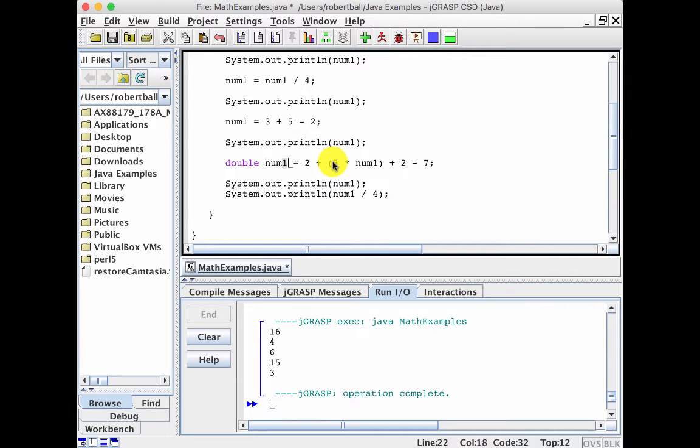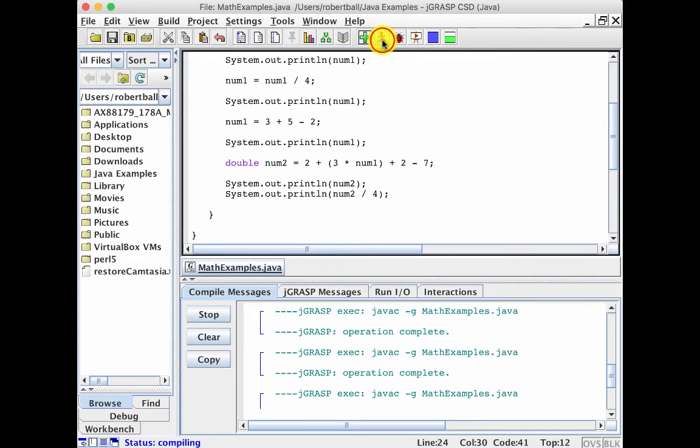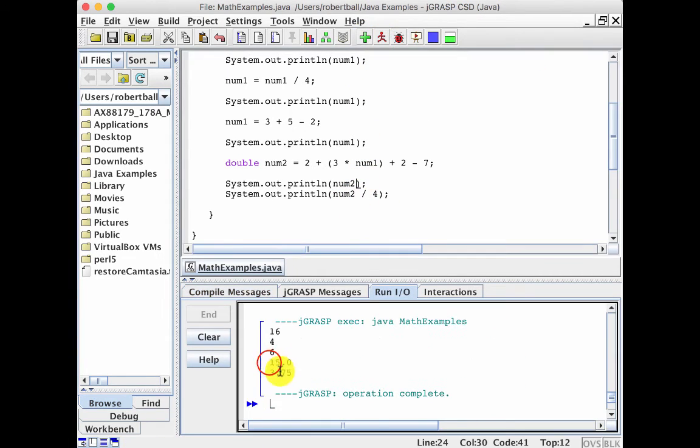Double num2 equals all that, and then num2 divided by 4. So if we do this, num2 equals 2 plus 3 times num1 plus 2 minus 7. That should be 15.0. And then I'll even print this out as num2, and then we'll do num2 divided by 4. Compile that and run. Oh, good. Whew. Sanity has been restored.